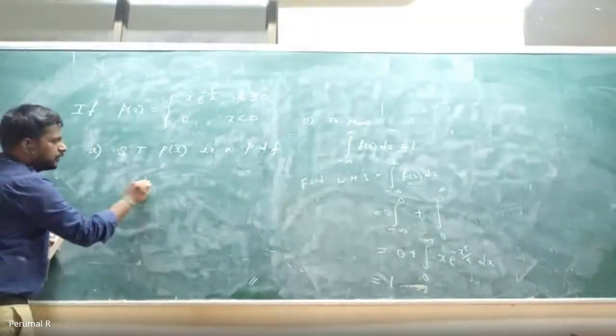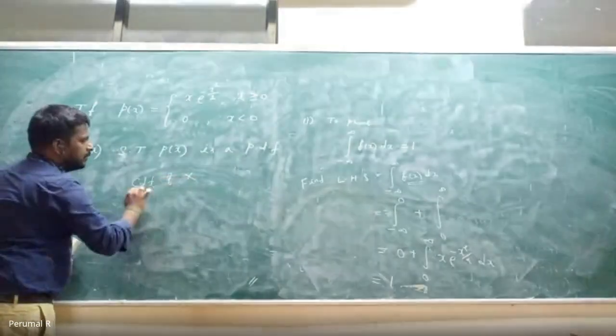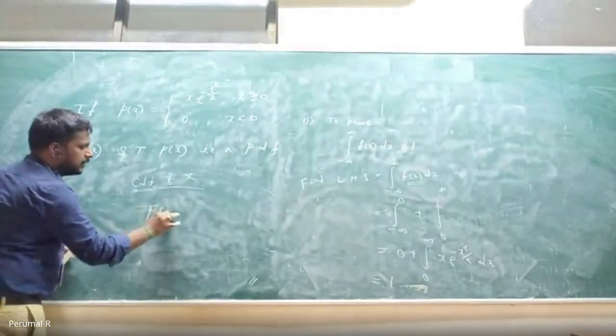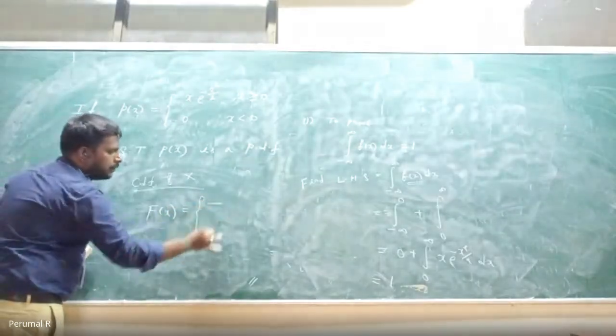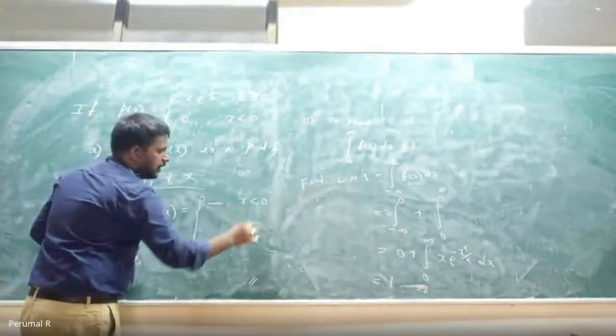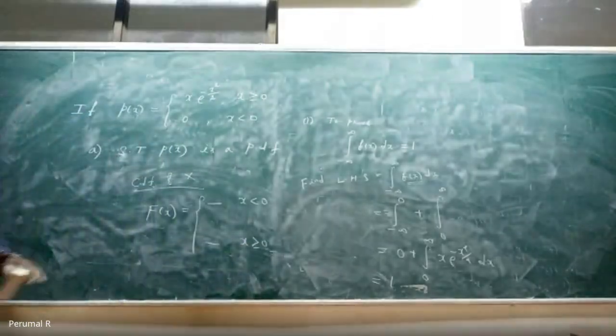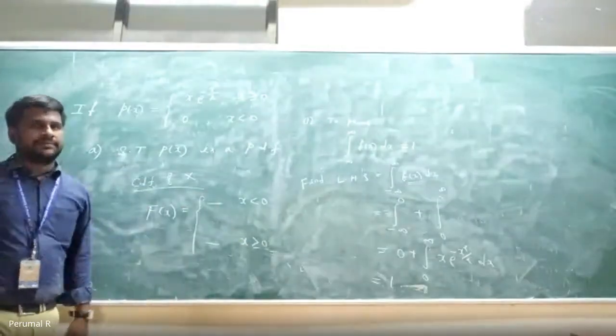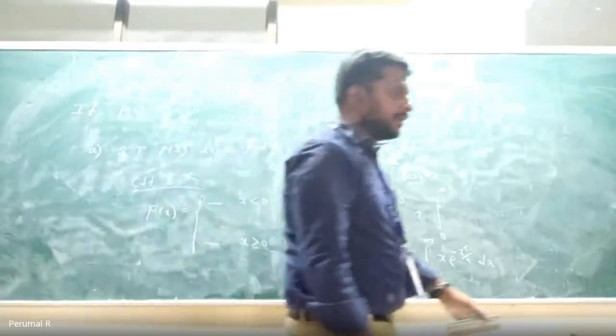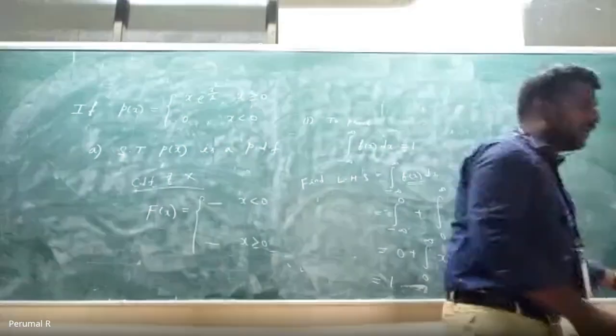So similarly, you can find out the CDF of the random variable x. Therefore, there are two cases here: one x less than 0, another one x greater than 0, or greater than or equal to 0, there is no problem. So these two cases you have to find out. This is a homework one. You can do it in your own way.